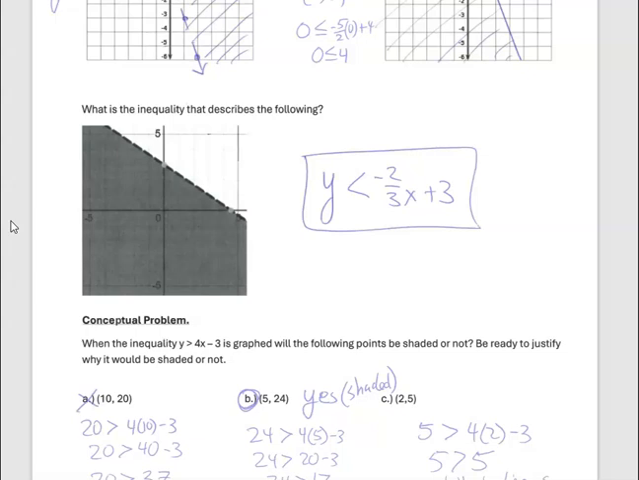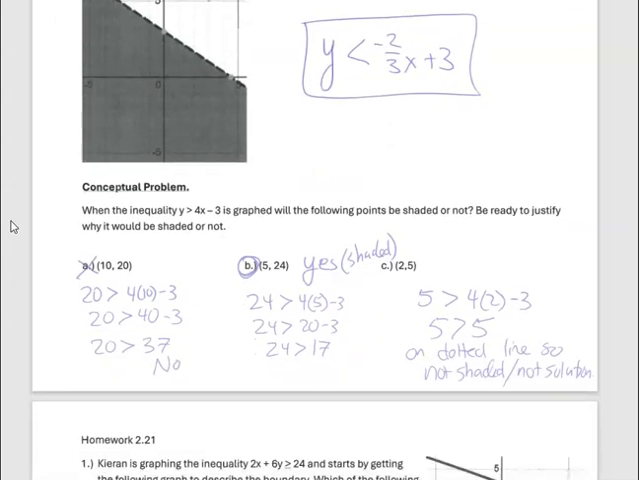The next one was asking if these points were going to be shaded or not at all. So all we had to do is see if they're solutions. We found out that the first one is not a solution to the inequality, so it is not going to be shaded. The second one is a solution, so it will be shaded. And the next one, not only does it not make it true, but since we have 5 is greater than 5, I knew that that was going to be on the line.